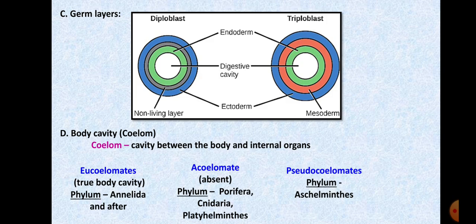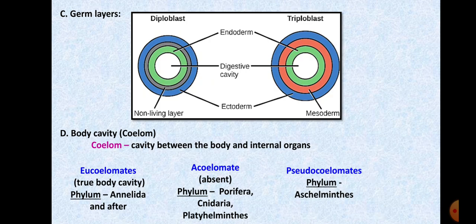Good. Now sometimes the body cavity is absent. This you will see in animals from phyla Porifera, Cnidaria, and Platyhelminthes. Don't get confused with the animals. You'll be studying which animal is present in which phylum. Right now, just understand in which phylum the body cavity is present and in which it is absent.